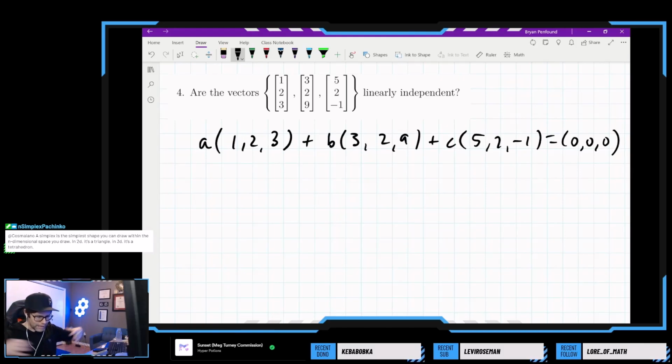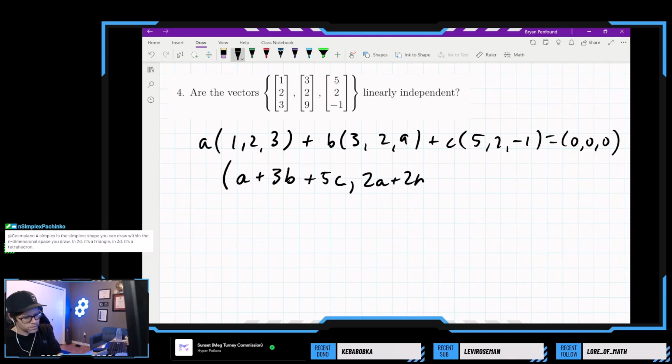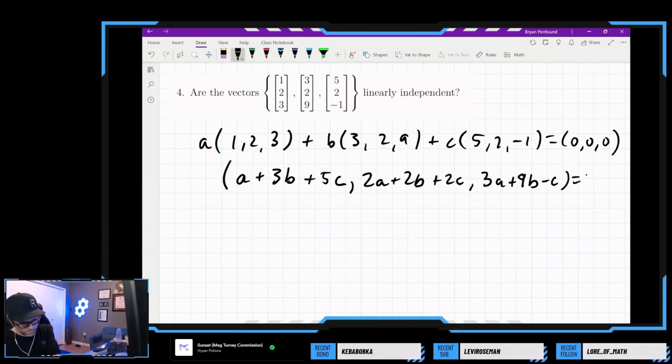And then the idea is to collapse the left-hand side and see what kind of information comes out of it. So we should get a 3-vector on the left-hand side that looks like A plus 3B plus 5C. In the second component, 2A plus 2B plus 2C. And the third component is 3A plus 9B minus C. And so this gives us a linear system for us to figure out what the values of A, B, and C could be. Each one of these is equal to 0.